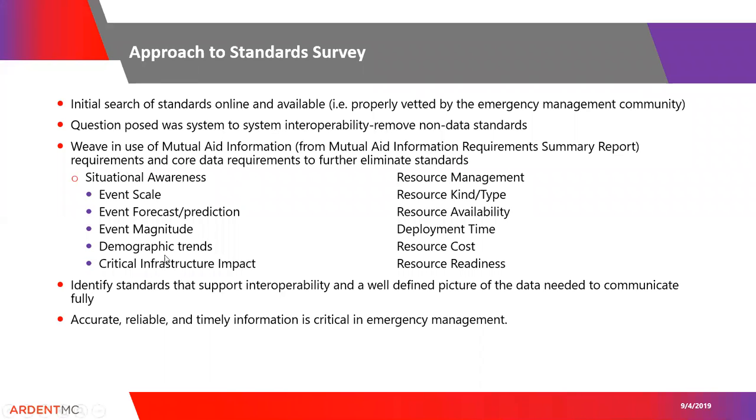The two major things when you're looking at sharing mutual aid information from system to system are a lot of information concerning situational awareness and then resource management. Like Rebecca was talking about earlier, obviously all of that information concerning the resource is very important. So we broke that down to five different areas: resource kind type, resource availability, deployment time, resource cost, resource readiness. From situational awareness, we're looking at event scale, event forecast prediction, event magnitude, demographic trends, and critical infrastructure impact.